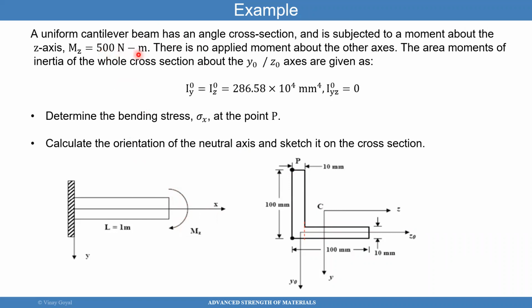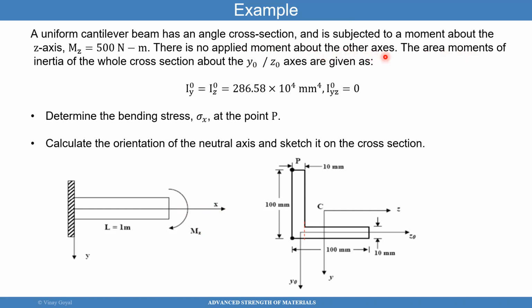and that's 500 newton-meters. You can see here by the right-hand rule that the z-axis is going into the page, and so Mz is acting in the same direction, and that's why it's positive. There's no applied moment about the other axis, about the y-axis, so My is 0 in this case.